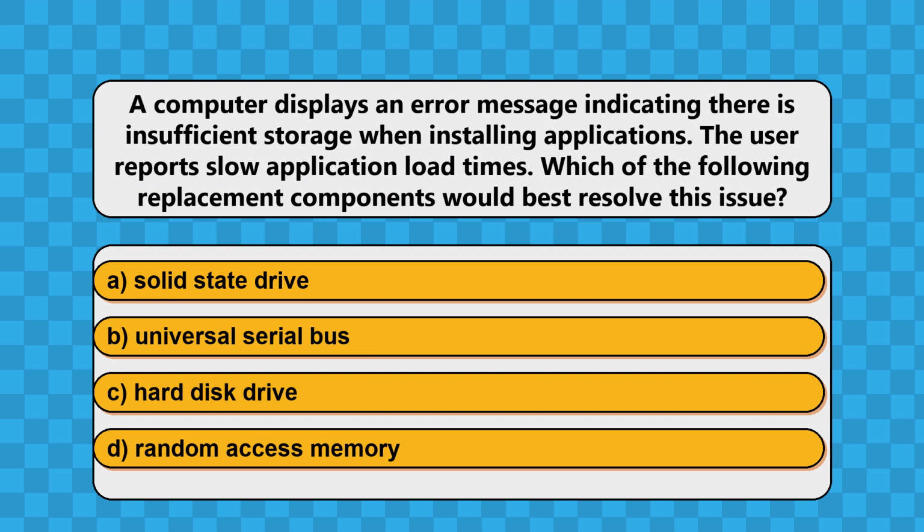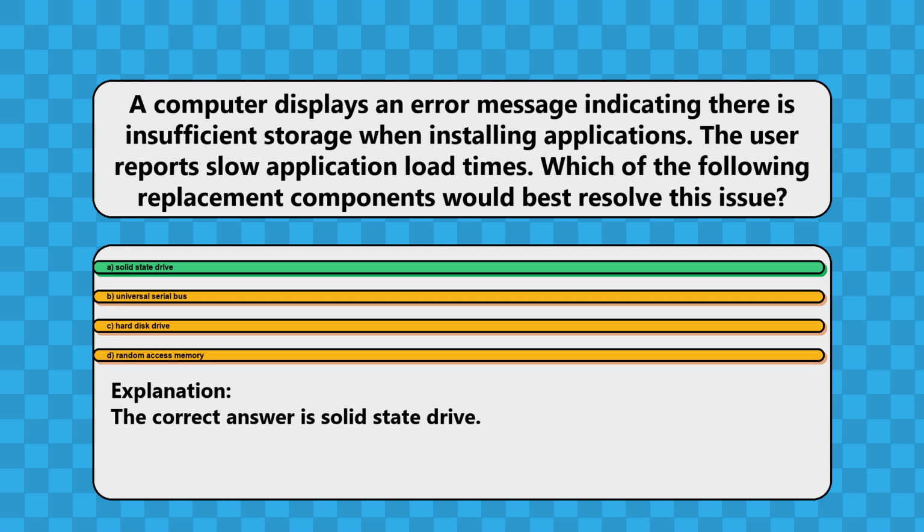A computer displays an error message indicating there is insufficient storage when installing applications. The user reports slow application load times. Which of the following replacement components would best resolve this issue? Option A, solid-state drive. Option B, universal serial bus. Option C, hard disk drive. Option D, random access memory. The correct answer is option A, solid-state drive.